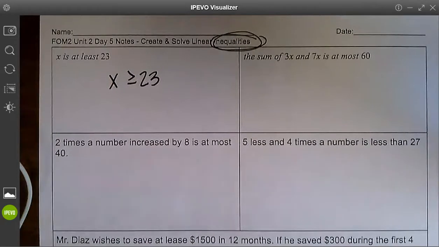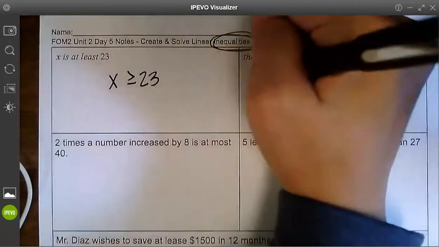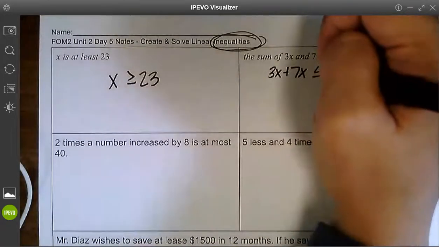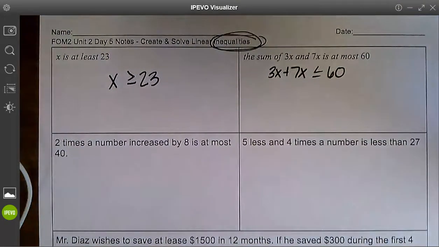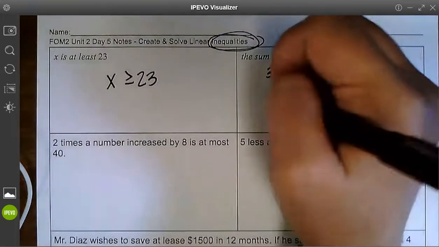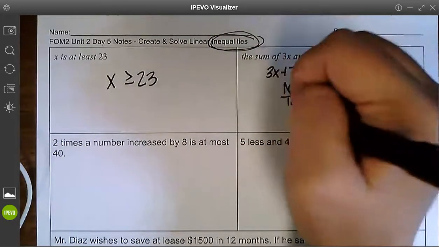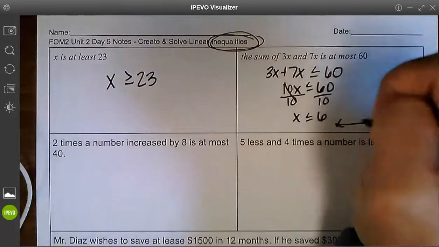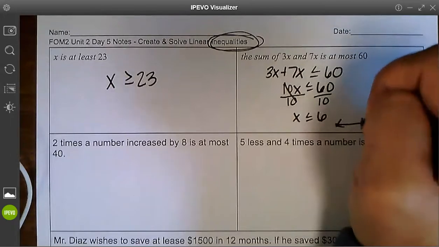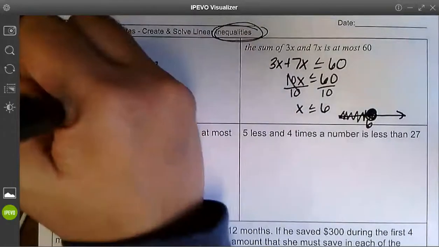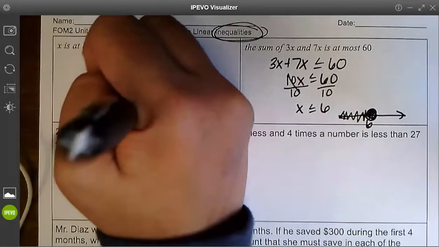The sum of 3x and 7x, so that's 3x plus 7x, is at most 60. That means 60 is the biggest number it can be, so I have less than or equal to 60 there. If you were to get those together, you have 10x less than or equal to 60. Divide both sides by 10 and you would have x is less than or equal to 6. If you were to graph that, you would have a filled-in circle shaded to the left. This one, you would have a filled-in circle shaded to the right.